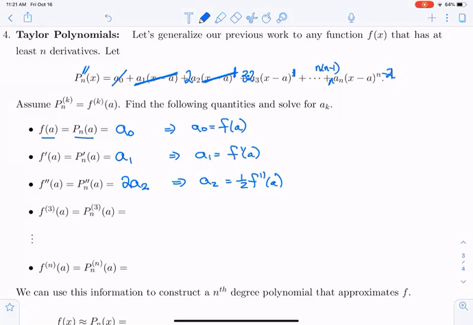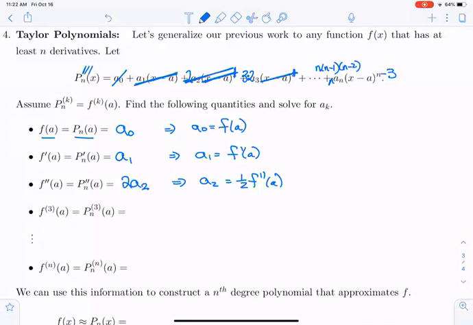Okay, so now I'm going to take another derivative. If I take the third derivative here, then the derivative of the 2a2 goes away. So now this is gone. Take the derivative of this a3 term, and I get 3 times 2 a3, and then the derivative of x minus a is just 1, so that goes away. And as I continue this process, I'm going to get n times n minus 1 times n minus 2 comes down, and then I'm left with x minus a to the n minus 3 power there.